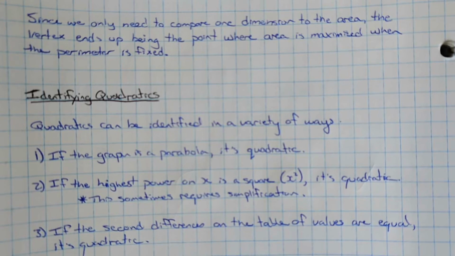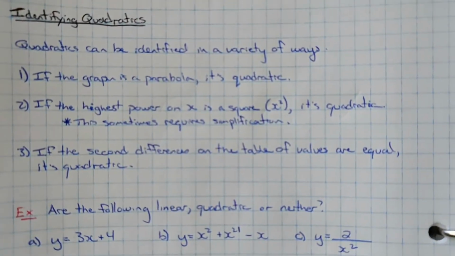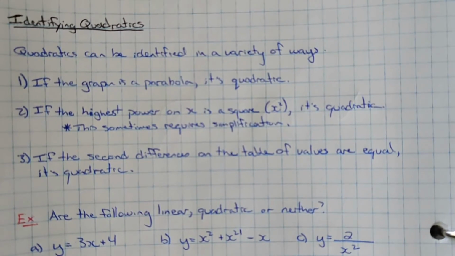Okay, a little bit more here. We're identifying quadratics. Quadratics can be identified in a variety of ways. If the graph is a parabola, it's quadratic. If the highest power on the x in the equation is x squared, it's quadratic.